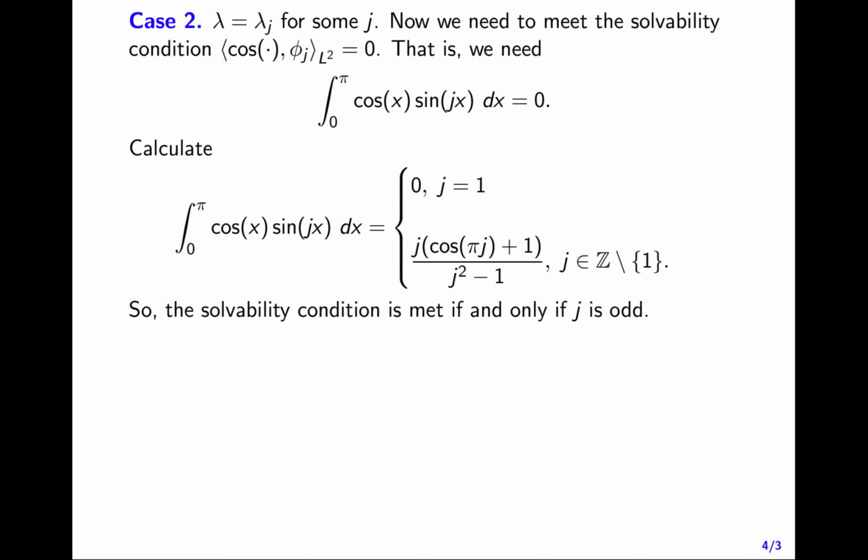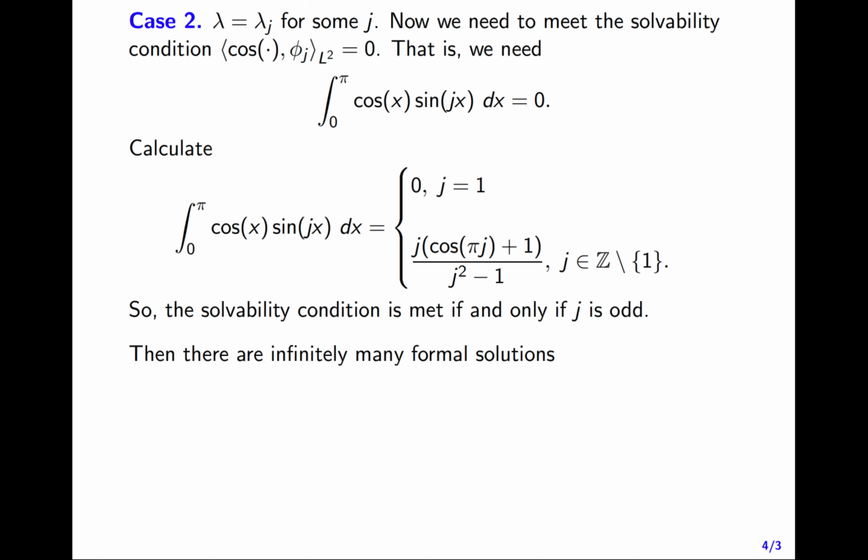So what do we see? The solvability condition is going to be met if and only if j is odd. Why is that? When j equals 1, it's clearly met because the integral is 0. If j is odd, then cos(πj) is -1, and that second case just drops out then.